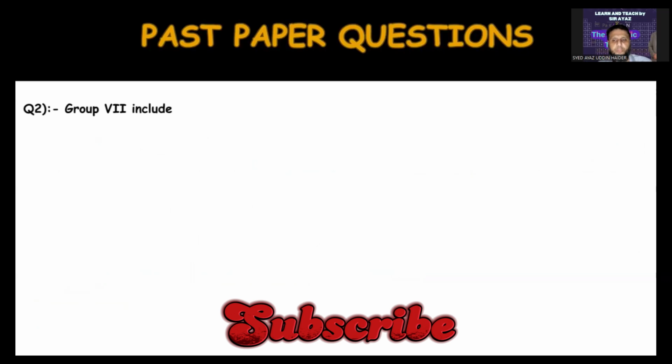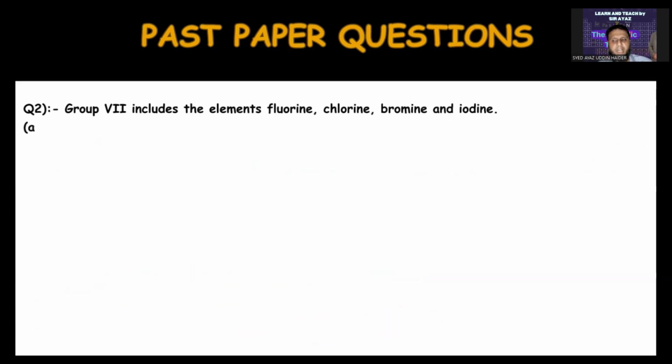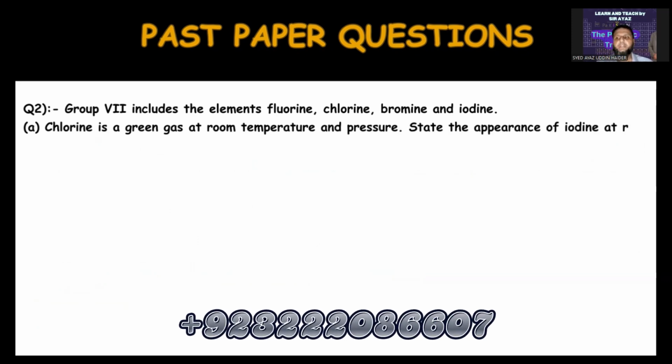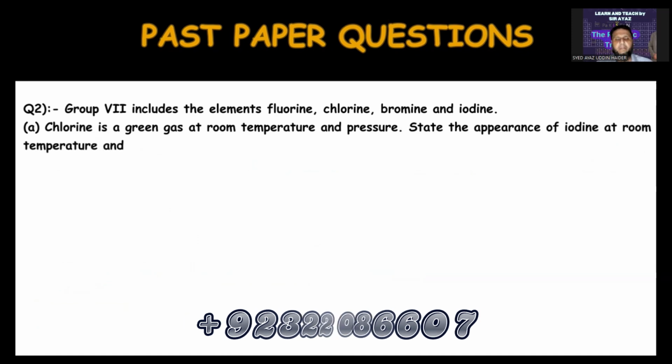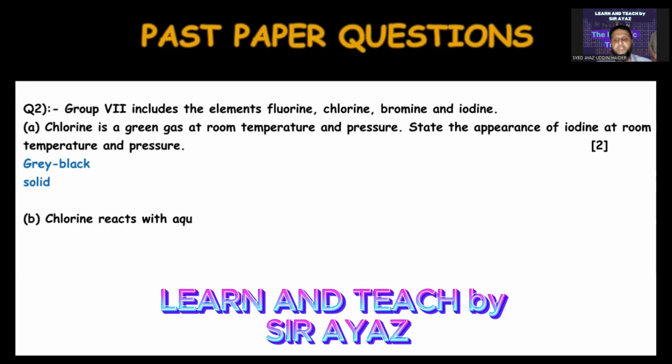Question number 2. Group 7 includes the elements fluorine, chlorine, bromine, and iodine. Part A. Chlorine is a green gas at room temperature and pressure. State the appearance of iodine at room temperature and pressure. Now, this is something which you have to learn by heart. So the color of iodine at room temperature and pressure is gray-black, and it exists in the solid state. This question is of 2 marks.